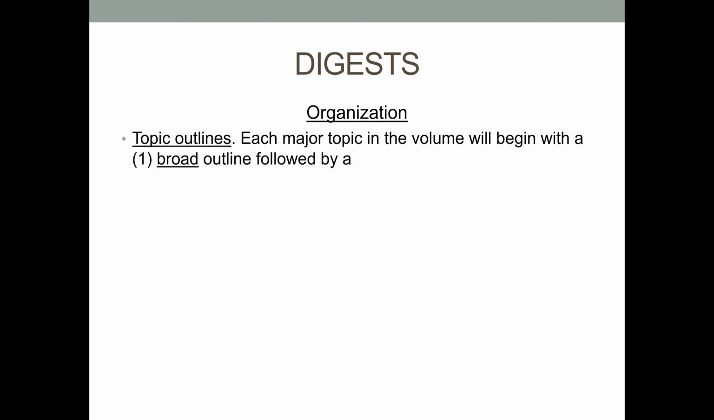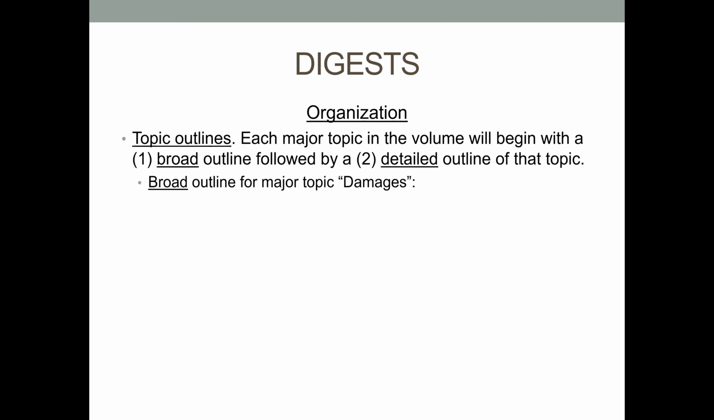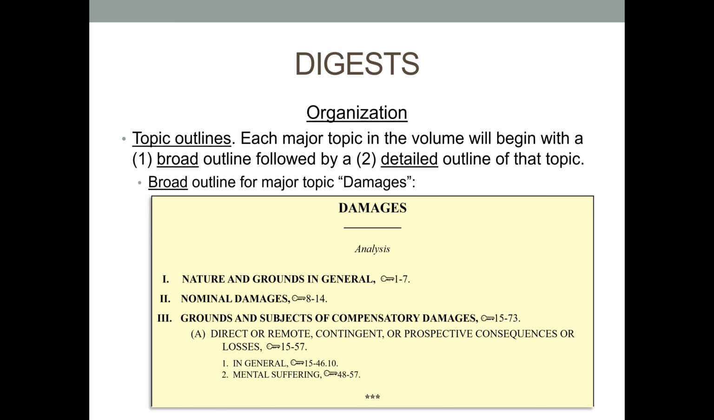subtopic key number level. So here is an example of what the broad outline that appears at the very beginning of the major topic damages in the West Texas Digest looks like. So you see here, it gives you the Roman numeraled subdivisions and does go a bit into some detail, but not that much. It's designed to give you the bird's eye view of the entire major topic.